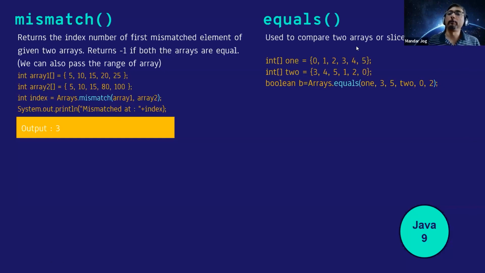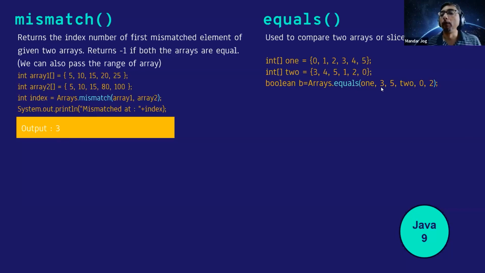Then there is an equals method, which is used to compare two arrays or slices of the array. Where mismatch gives you the index number of the unmatching element, equals returns you a Boolean value. It is used to compare the two arrays or slices of the array.